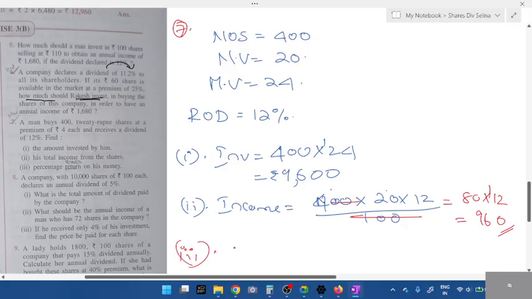Percentage return. What is percentage return, students? Percentage is the rate of return, right? I told you all percentage and rate meaning is the same. Rate of return is what? Annual income or dividend, 960 divided by investment, into 100. Two zeros get cancelled. How much percent?